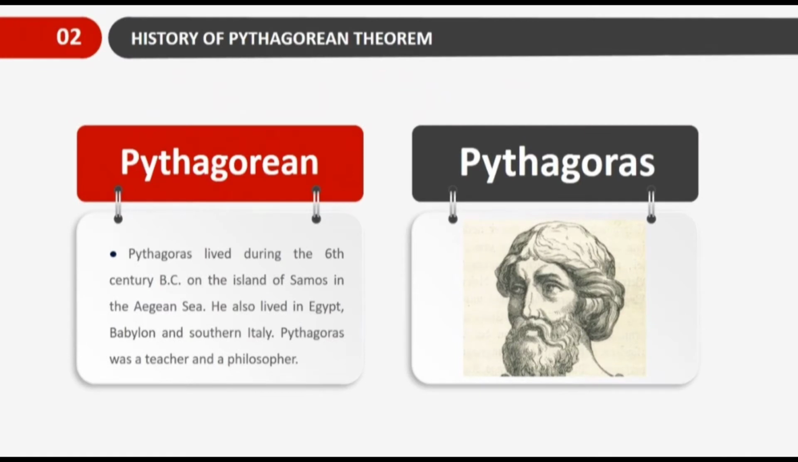Pythagoras lived during the 16th century BC on the island of Samos in the Aegean Sea. He also lived in Egypt, Babylon, and southern Italy. Pythagoras was a teacher and a philosopher.